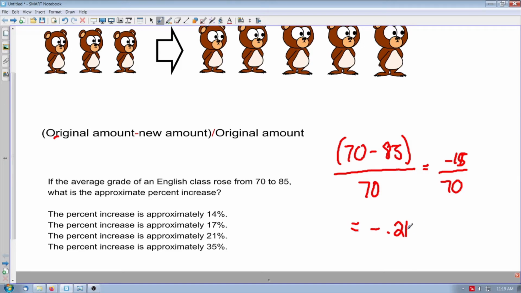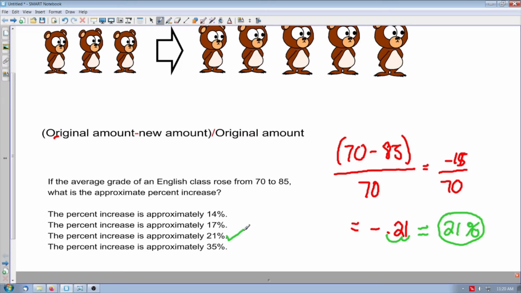Remember to convert a decimal to a percent, all you need to do is move the decimal 2 spots to the right. Here's my decimal at 0.21, so 1, 2. So this is going to give us approximately 21%, which would be this guy.